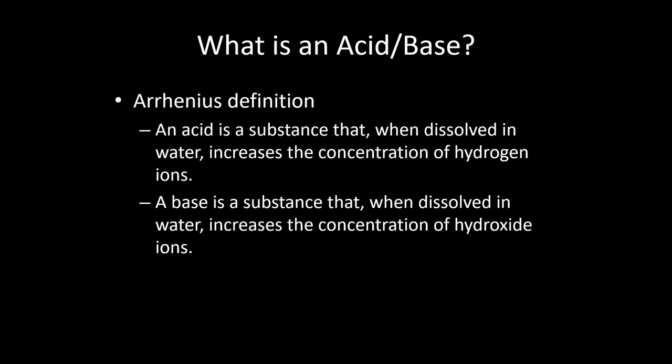One of the first definitions is what's called the Arrhenius definition, which I would assume is the same guy that came up with the Arrhenius equation. There can't be that many Arrheniuses in chemistry, but I haven't actually double-checked that to make sure it's the case. But the Arrhenius definition says that an acid is a substance that when dissolved in water increases the concentration of hydrogen ions, and a base is a substance that when dissolved in water increases the concentration of hydroxide ions.